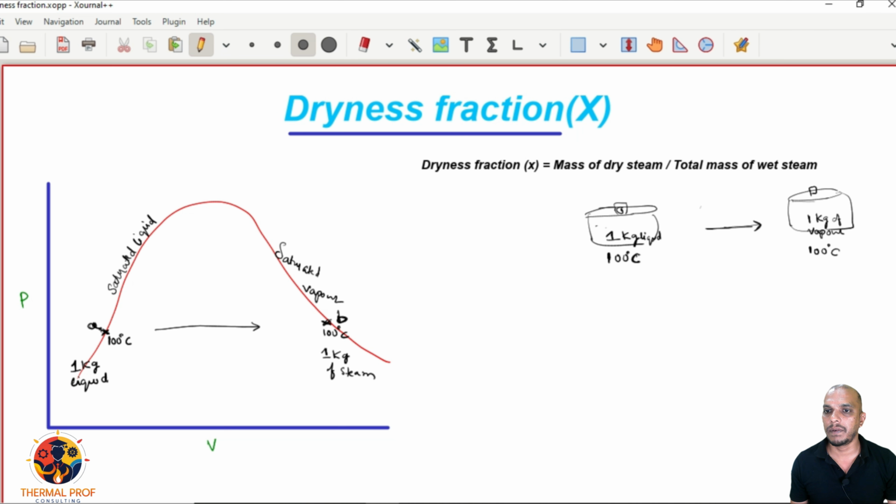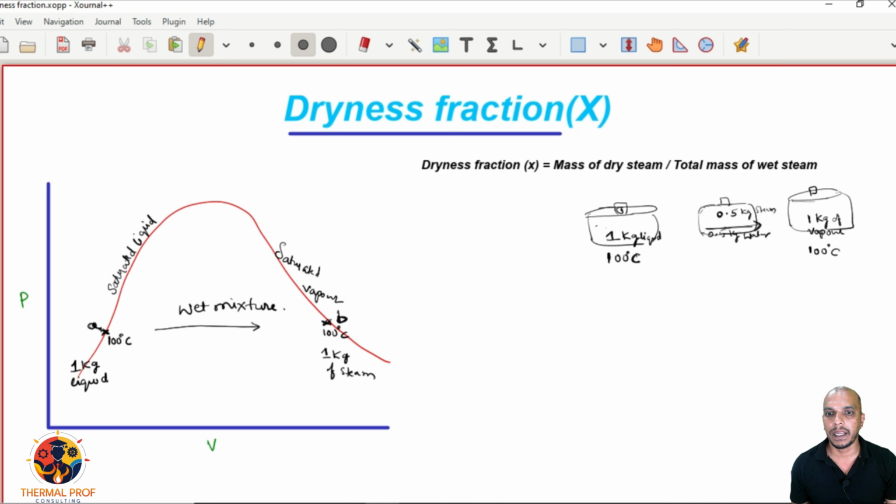Now, at any given intermediate point, somewhere here, there is a phase change process. Some part of the liquid is being converted into vapor. At this point, it may be that 0.5 kg is converted into steam and the remaining 0.5 kg is in the form of water. So at any given point of time, in this wet mixture, some part will be vapor and some part will be liquid. This is what we call a wet mixture.